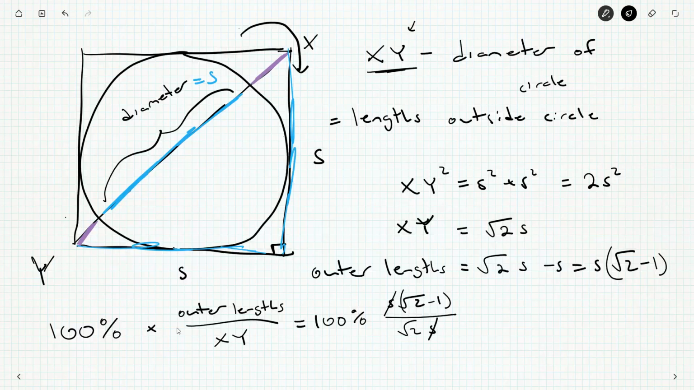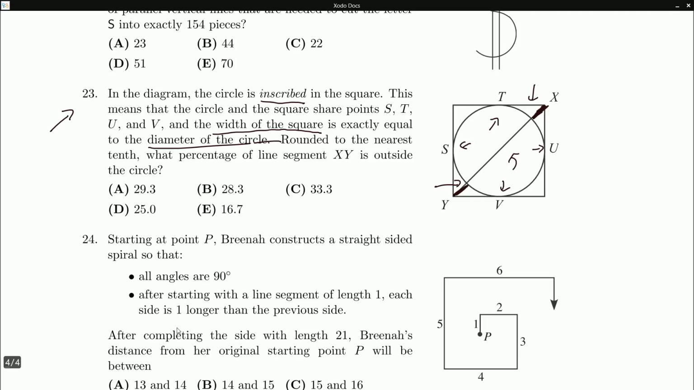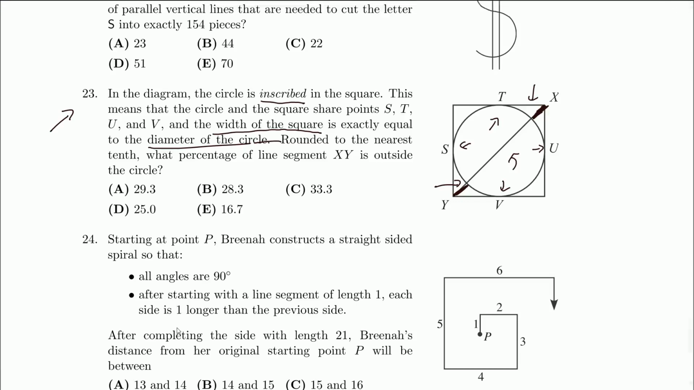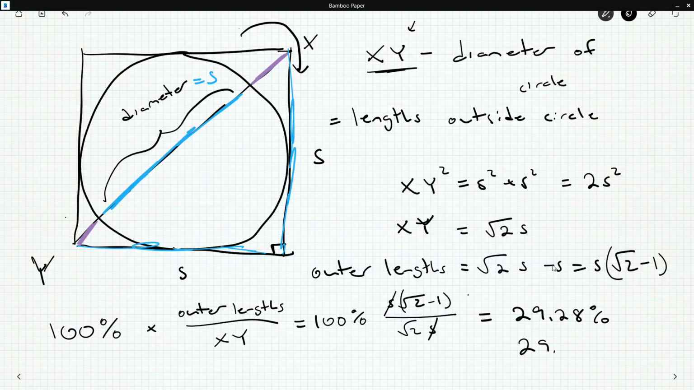Not a problem, so we can just grab our calculator. Square root 2 minus 1, it's about 0.41, divided by the square root of 2. So that's 0.2928 something or other. So we multiply that by 100%, and what are we getting? We are getting about 29.28%. Now I think they wanted us to round it, right? To the nearest tenth. Okay. So we round this up, 29.3%.